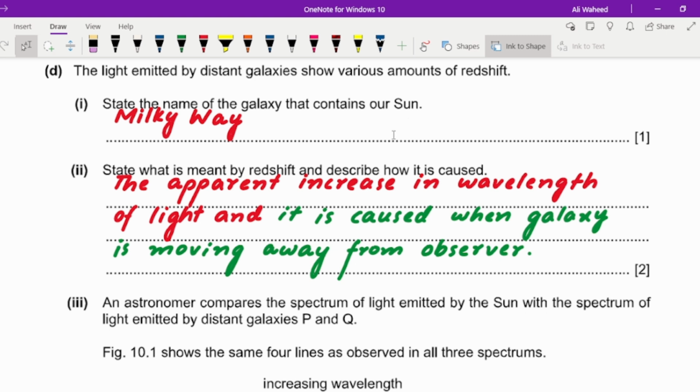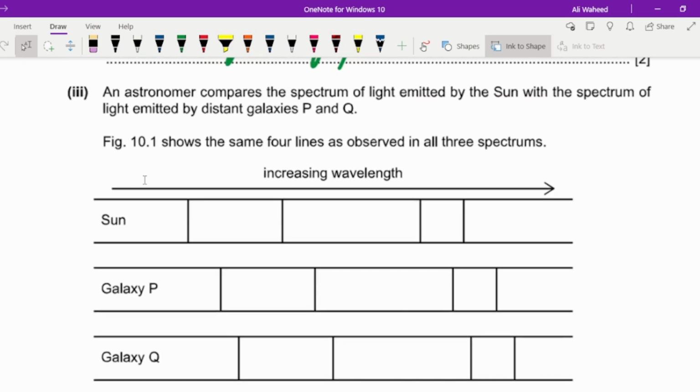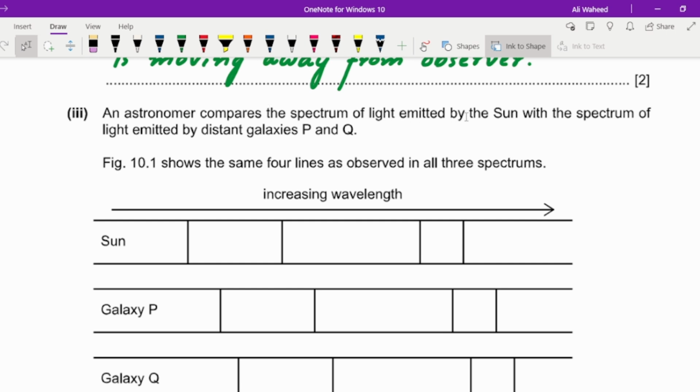So how is it caused? As I mentioned, when the galaxy is moving away from the observer. Who is the observer? The scientist here on the Earth. We are the observer. So as it's moving away from the observer, the wavelength appears to be longer. Then an astronomer compares the spectrum of light emitted by the Sun with the spectrum of light emitted by distant galaxies P and Q. Figure 10.1 shows the same 4 lines are observed in the 3 spectra.